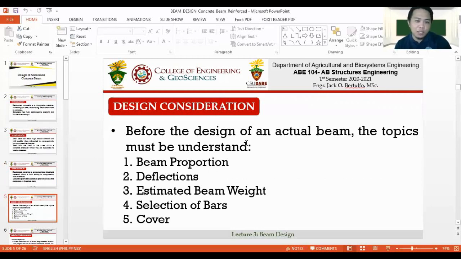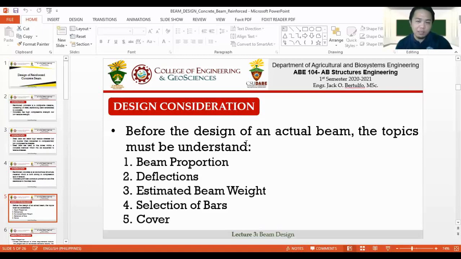So now let's go to the design considerations. There are five design considerations, although there are a lot of considerations, but I think these are the most common. First is the beam proportion, then deflection, estimated beam weight, selection of bars, and the last one is cover. I think a sixth design consideration is the spacing of bars.